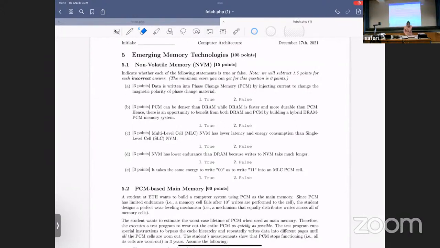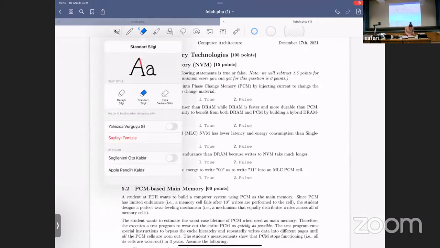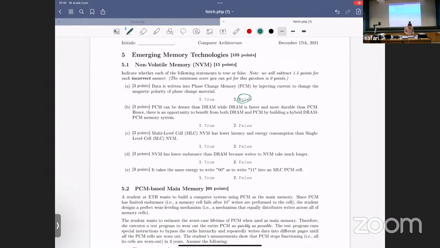the optical reflectivity instead of the magnetic polarity, and STT-MRAM is the technology that works by changing the magnetic polarity. So this one is false. The second one is: PCM can be denser than DRAM, while DRAM is faster and more durable than PCM. As there's an opportunity to benefit from both DRAM and PCM by building hybrid DRAM-PCM memory systems, which is true. I think there were some papers explained in the lecture for that one.